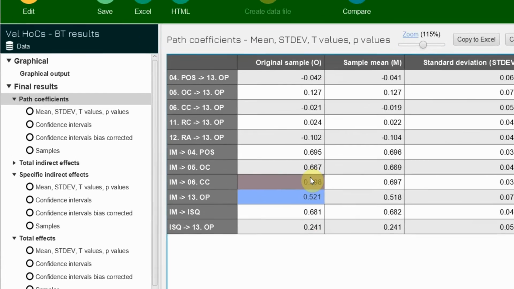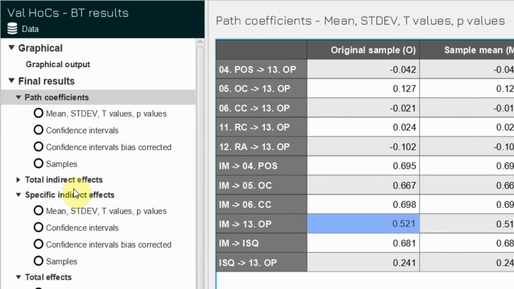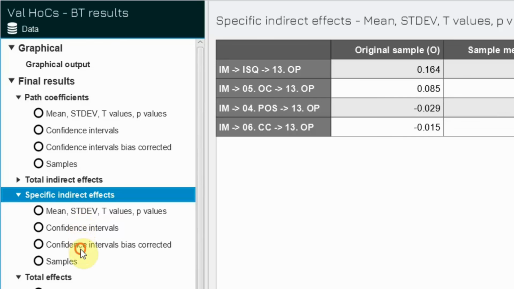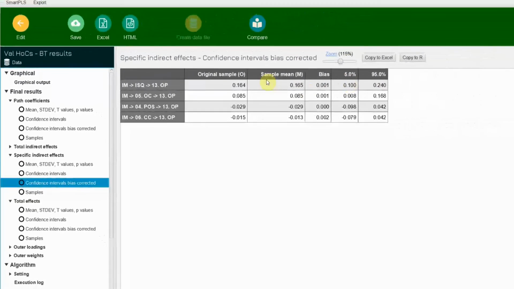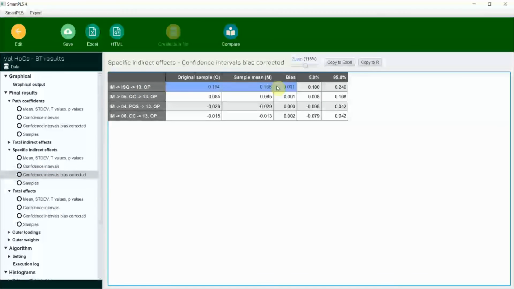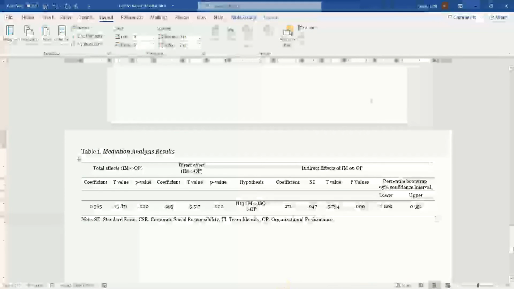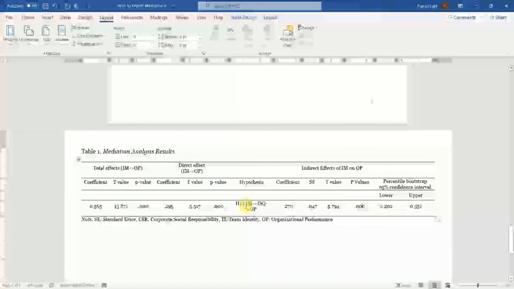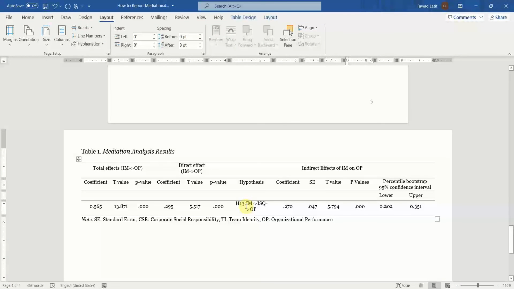Where is your percentile bootstrap? Specific indirect effects, confidence interval. Here it is. This one here. IM, ISQ, OP. So this is how you can use a higher order reflective formative construct. Assess its reliability and validity at lower level, then assess its validity at higher level, and then use it to assess the proposed hypothesis. Thank you very much.